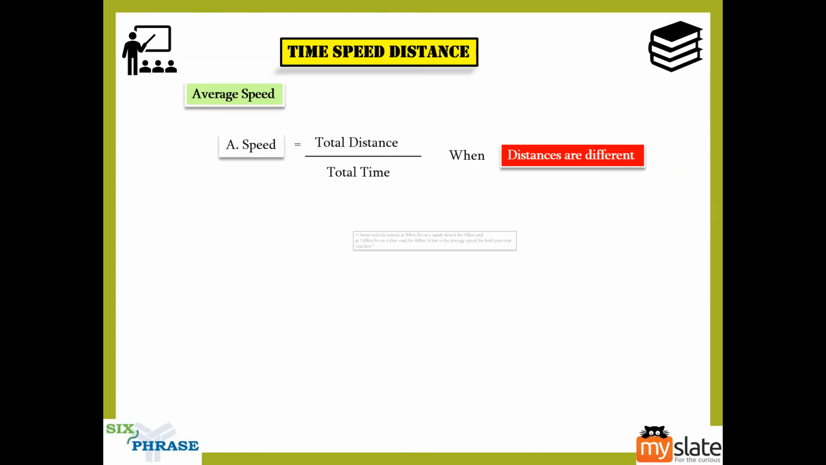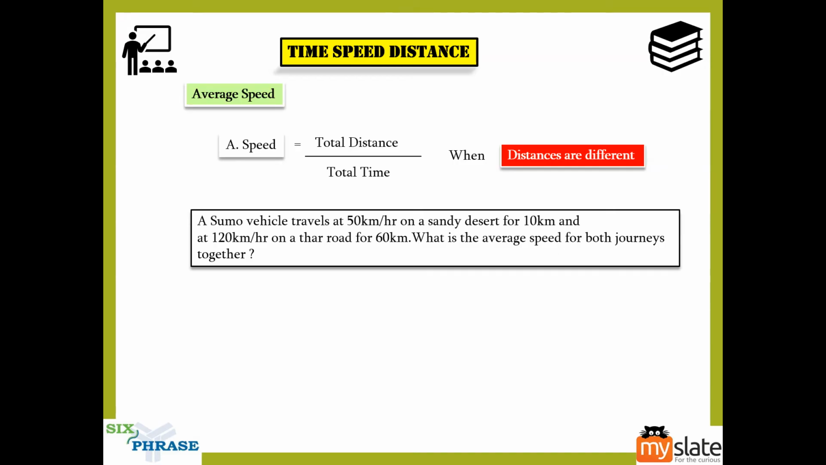Right, so we'll see an example problem. A sumo vehicle travels at 50 kilometers per hour on a sandy desert for 10 kilometers and at 120 kilometers per hour on a tar road for 60 kilometers. So you can see the desert speed is less than the tar road speed. Now what is the average speed for both the journeys together? Now, first thing, what should you see? You should look for the distance. How is the distance? The first one is 10 kilometers, the second one is 60 kilometers. So obviously you cannot use the shortcut formula. So you'll have to go with the original formula. So that is what we'll do now.